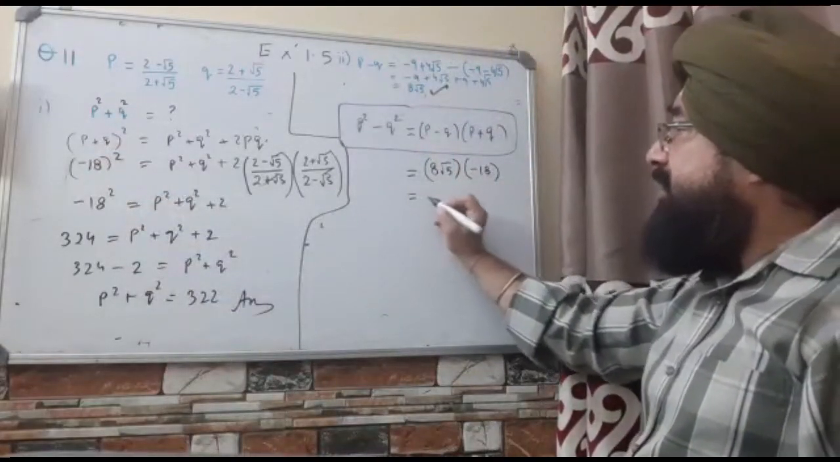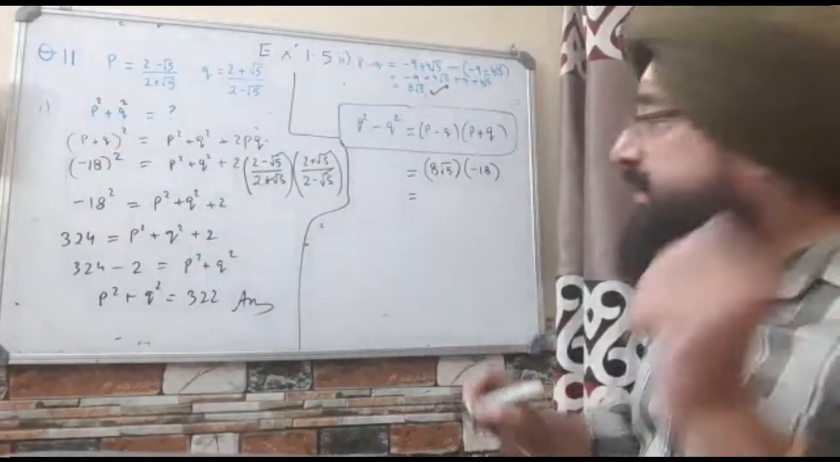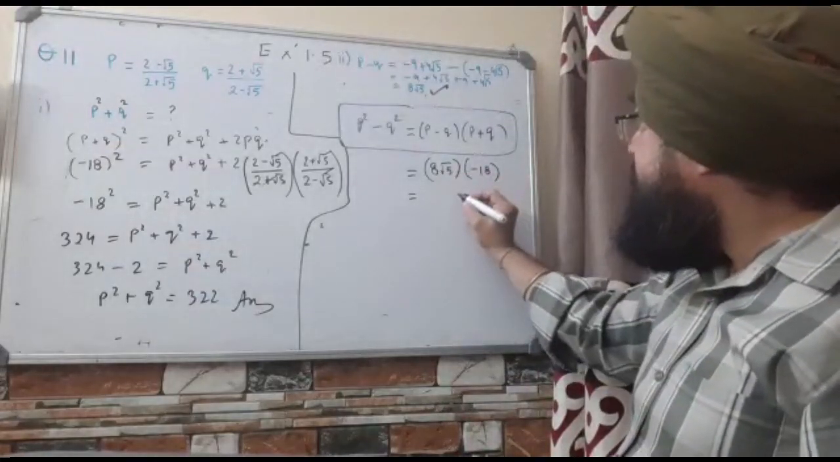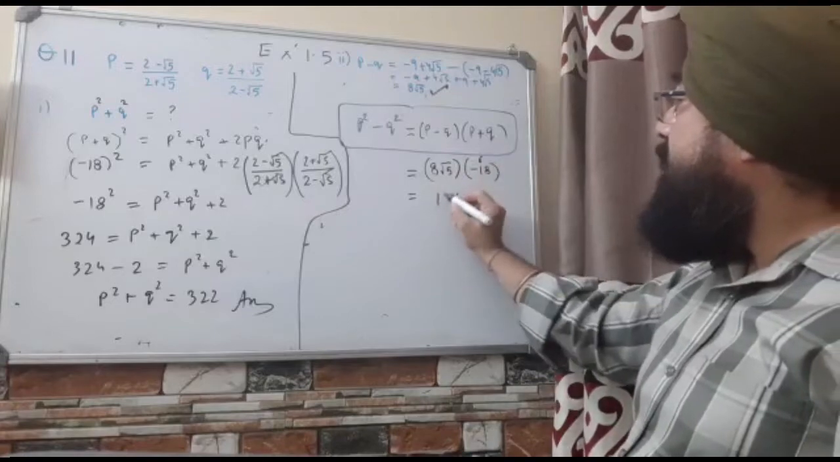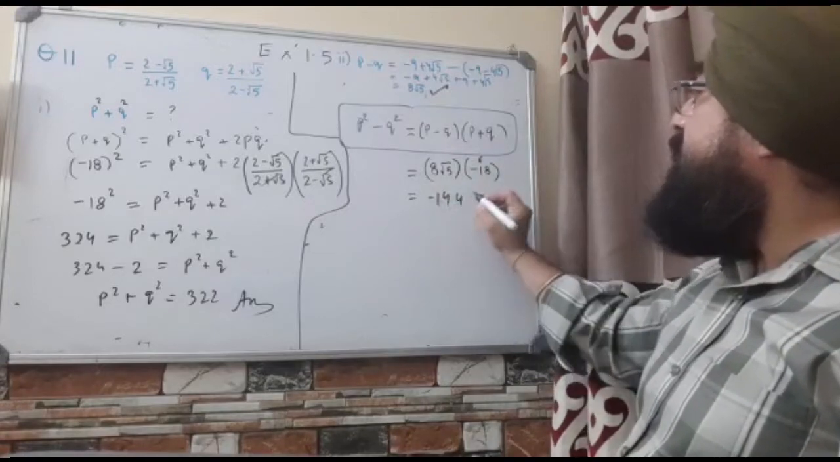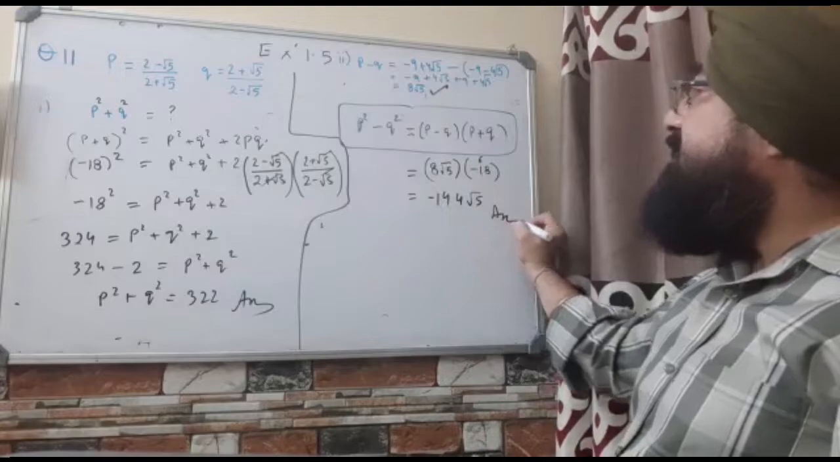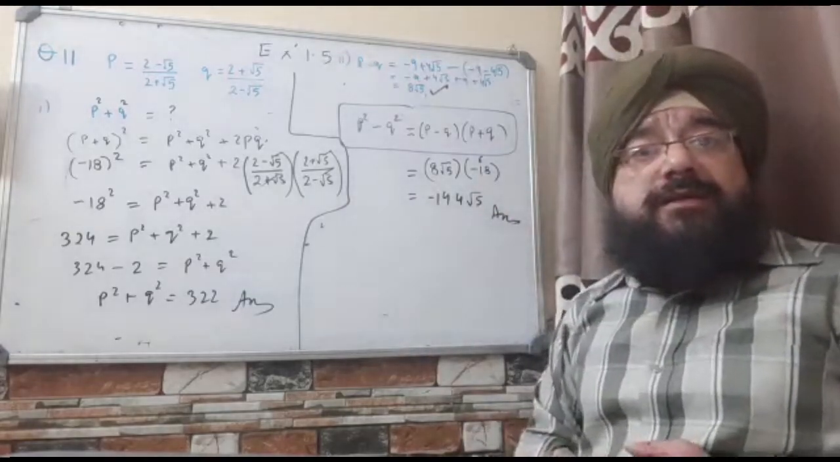And therefore it becomes what? Oh, 1 minute left only. That is 8 8s are 64, carry 6. 8 1s are 8, 9, 10, 14, so 144. Minus 144 root 5 becomes your answer of p square minus q square. Got it?